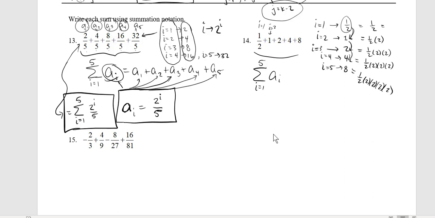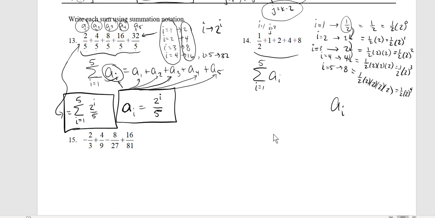So what is this? This is 1/2 times 2 to the 0 power. This is 1/2 times 2 to the 1 power. This is 1/2 times 2 to the 2 power. So maybe we see the pattern. As we step up our I values, we're also stepping up these powers on 2 that we're multiplying 1/2 by.